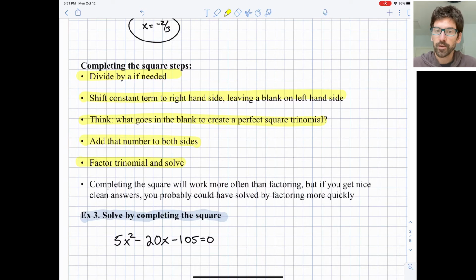Completing the square will work more often than factoring, but if you get nice clean answers, you probably could have solved by factoring more quickly. So there's a sequence that I go through when I'm solving these. I first see if I can just solve by square roots. Then I see if I can factor. But I don't spend a ton of time on each. If either of those seem to be challenging, I might go to completing the square. And then ultimately, my last resort is using the quadratic formula. That's the most time consuming, but it's the most guaranteed to work.